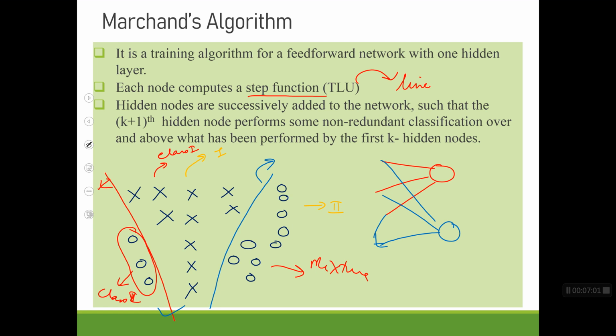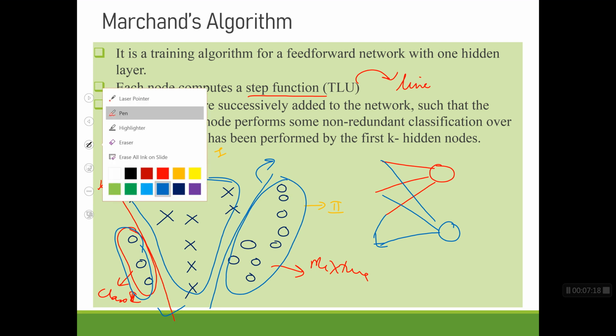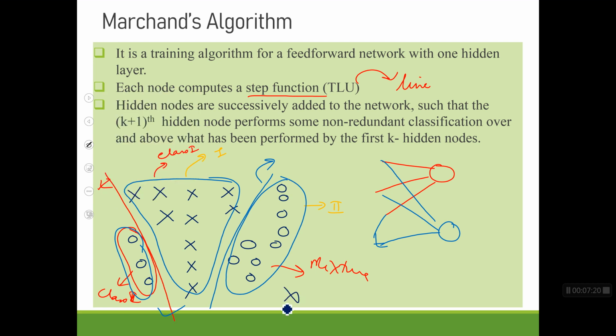Now you see that the patterns are completely classified. This side is a pattern of class 2, this is class 1, and this is again class 2. So my task is done. But if there were some more patterns which needed to be classified here, I would still have to draw one more line, so one more node has to be added. So basically it is step by step addition of nodes in a neural network. That is what is done in this particular algorithm, the Marchand's algorithm.